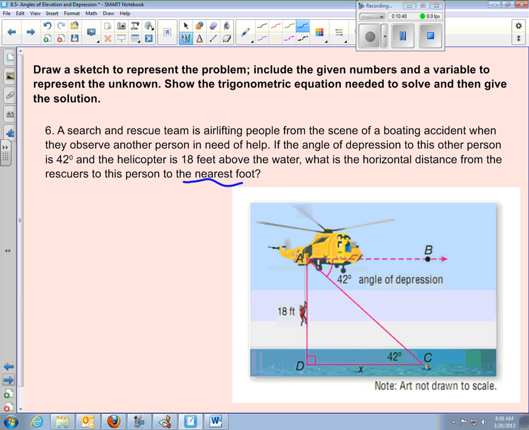All right, so this picture is drawn for you. I don't think I'm going to need to do any setup for you. All I want to remind you is round it to the nearest foot when you get to the answer.